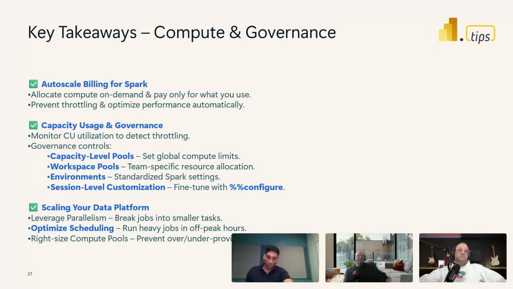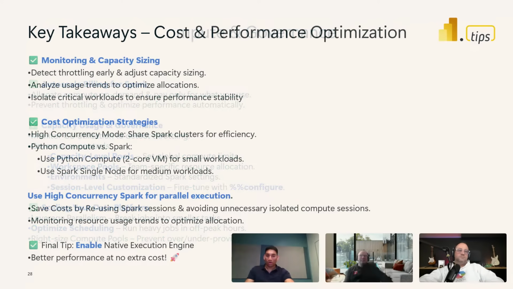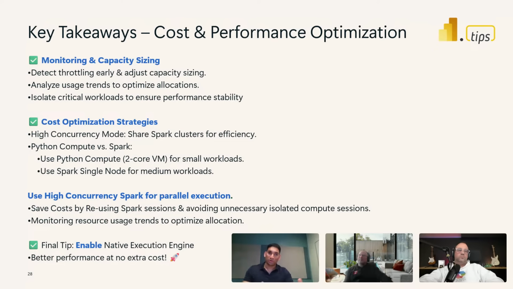And we also saw how throttling and queuing would work. We talked a lot about throttling on different layers, the overall capacity being throttled, and we also saw the scenarios when jobs within Spark get throttled. And we talked about high concurrency mode. You brought up Python and Python compute and Spark, how that would work, and high concurrency for all options and the native execution engine.